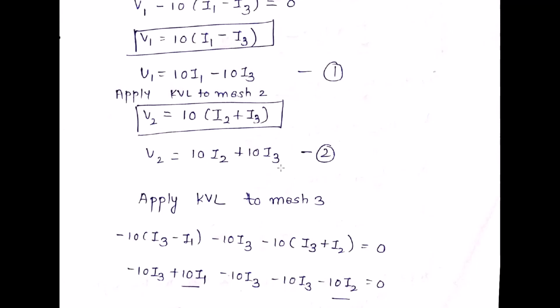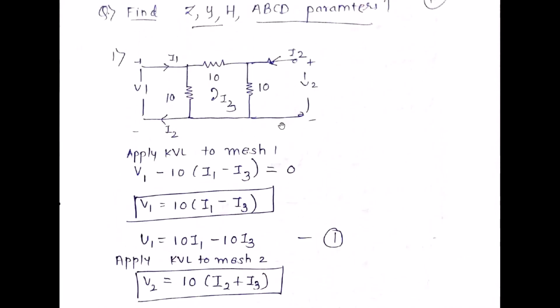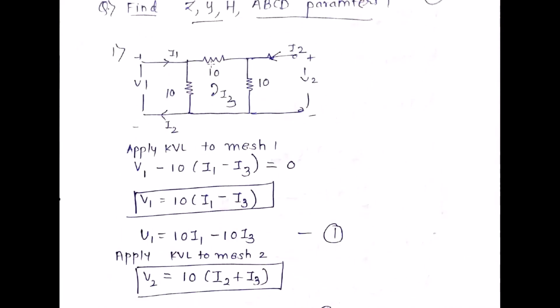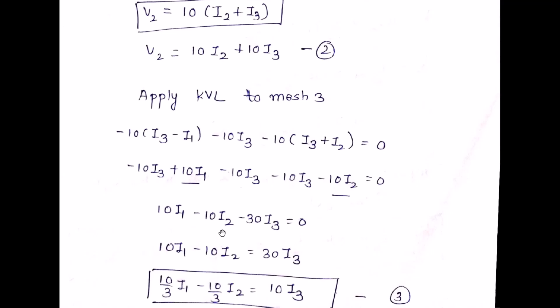Hence what is done is that we apply KVL to mesh 3 also. When you apply KVL to mesh 3, you will get this particular equation. All the steps are solved over here. If you have any doubts in solving KVL, KCL, how to apply KVL, KCL, a detailed video on KVL, KCL is uploaded on the YouTube channel in the network analysis playlist. So you can see the video from there and then come over here. You'll be able to understand how these equations are written.